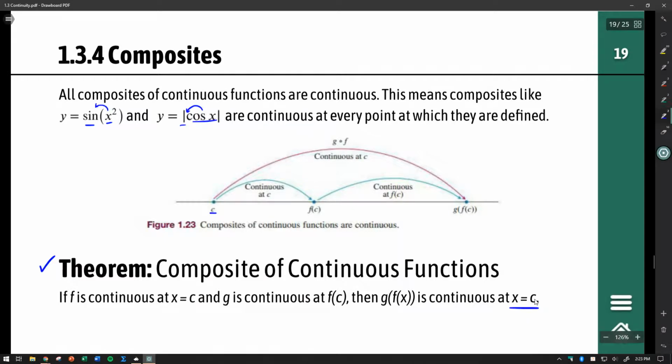If you begin with a constant c and you plug that constant into the function f, the output is f of c. Then if you take f of c and plug that into the function g, the output should be g of f of c. So as long as g is defined at f of c, then the composition of f and g is continuous.